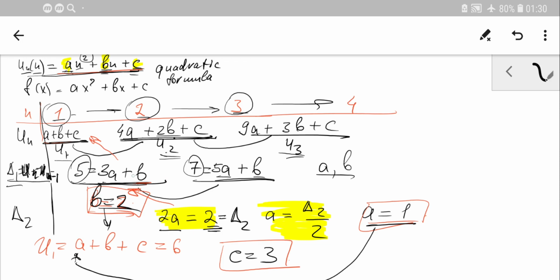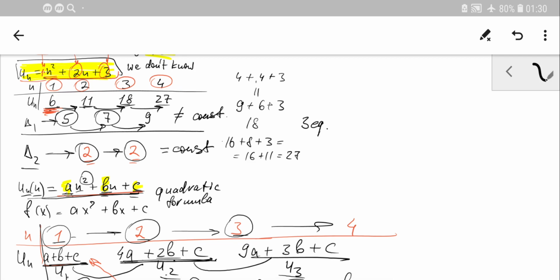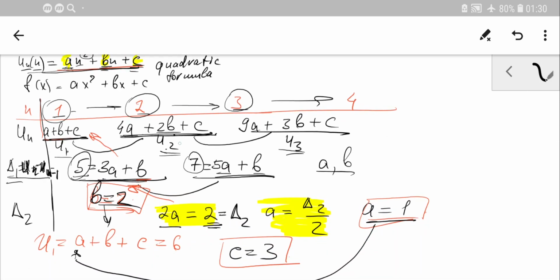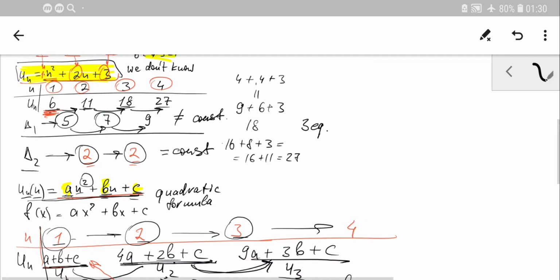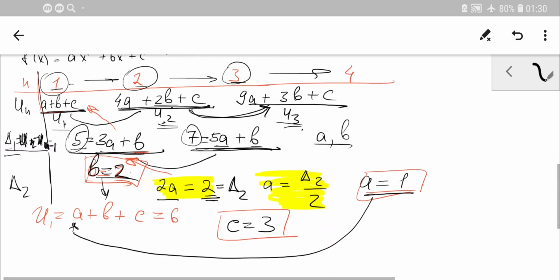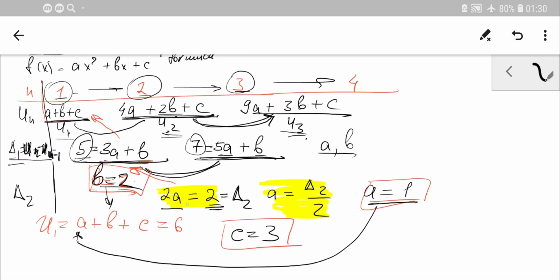We arrive at 3a plus b equals 5. Why does it equal 5? We know that the first difference is 5. We do the same for the second and the third element. We subtract them, and we establish that 5a plus b equals 7. Why 7? Again, because this is 7. And we're trying to find the difference between differences, so basically the second difference. If we subtract 3a plus b from 5a plus b, we're left with 2a, and the result is going to be the second difference.